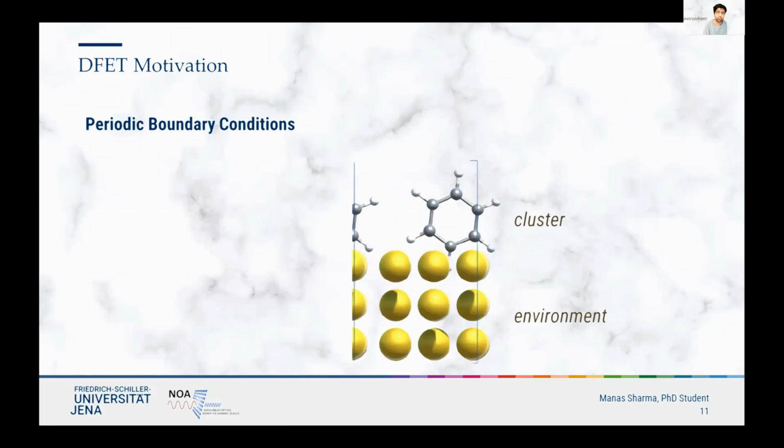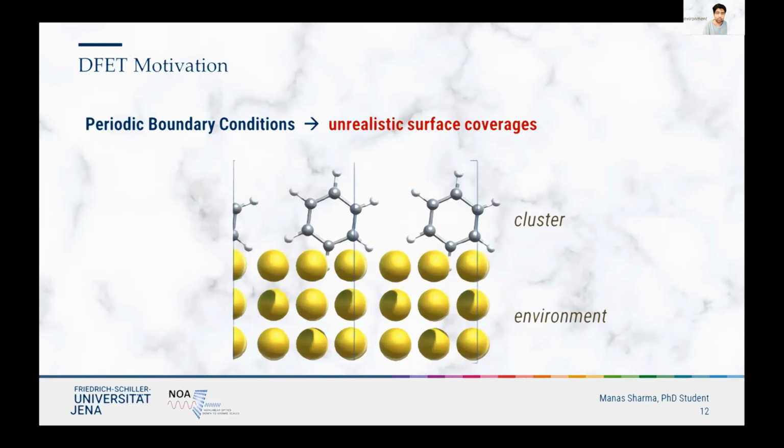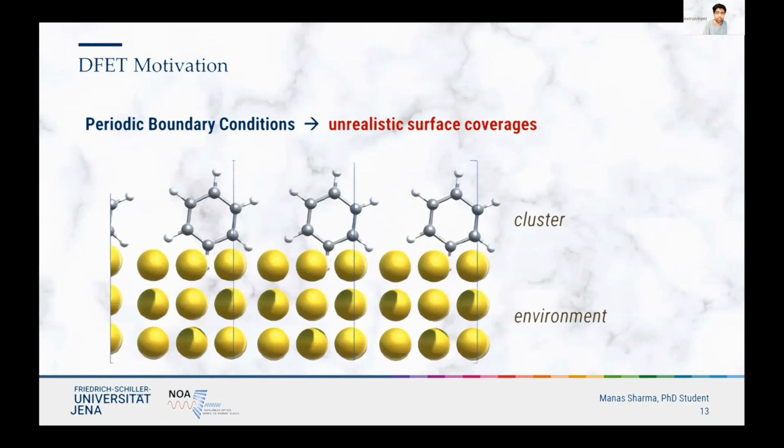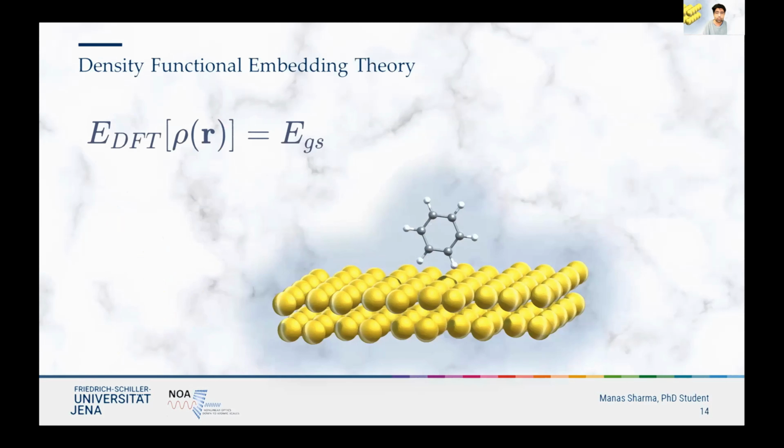Also, there's this issue of periodic boundary conditions, where due to the PBC, you have unrealistically high surface coverages. So this is also an issue. The solution to all these problems is provided quite naturally within the framework of density functional theory, where the properties of the system are determined using the electron density.